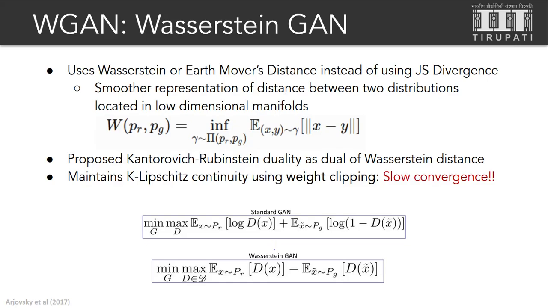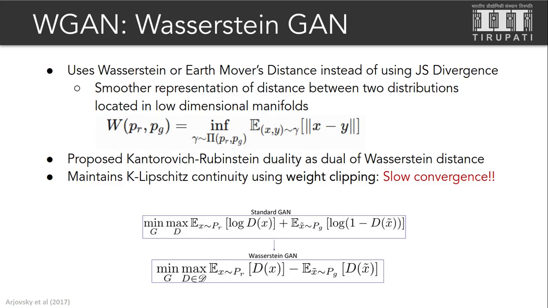The paper involves very complicated maths, and since the optimization of Wasserstein's distance turns out to be intractable, the authors solve the dual problem of Wasserstein distance, which is Kantorovich-Rubinstein duality. The final formulation requires the function to be K-Lipschitz.